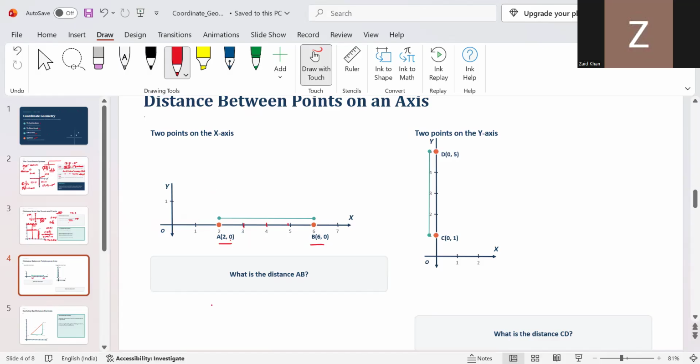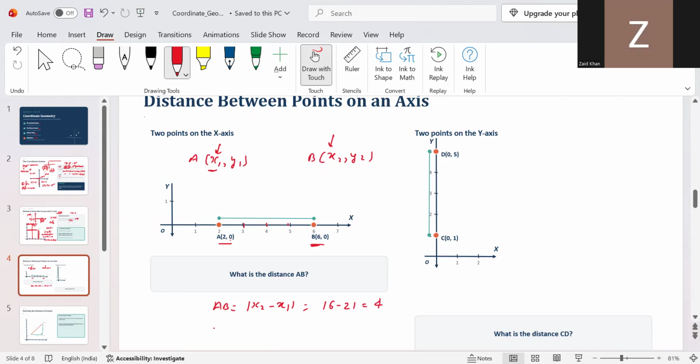So the formula is: distance of AB will be modulus of x2 minus x1. Now what is x1, x2? See, x1, y1 coordinates are always in this form, and P is x2, y2. If you are confused, x1 is the first abscissa of A, and x2 is the first abscissa of the second point. So what is your x2 here? x2 is 6, and x1 is minus 2. This will be equal to 4.